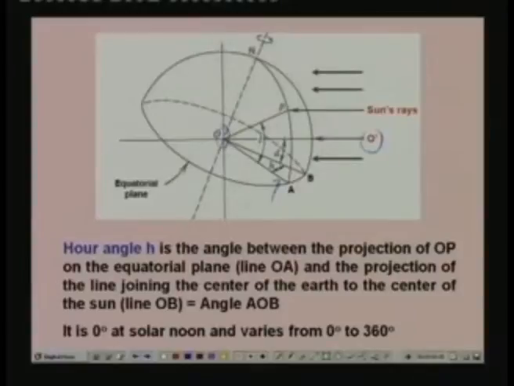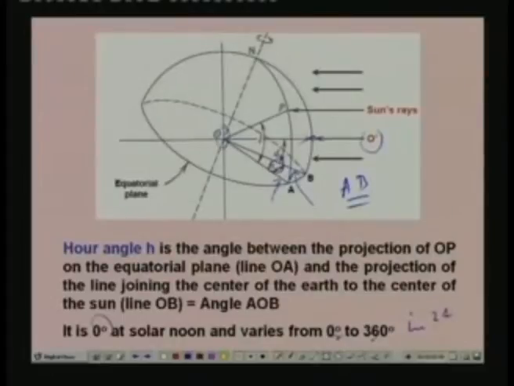The projection of O dash on the equatorial plane is AB. So, our angle is the angle AOB, that is the angle between OA and OB, this angle. Now at solar noon, when the earth rotates and point P comes to this position, the hour angle is 0. And the hour angle varies from 0 at solar noon to 360 degrees, because it rotates in one day.